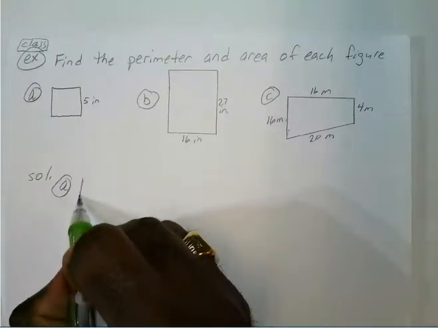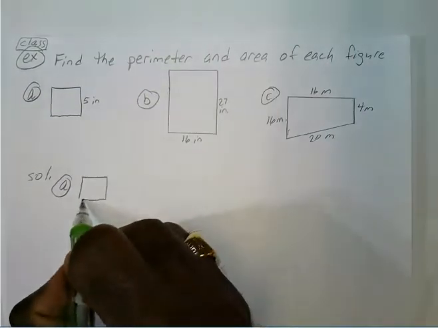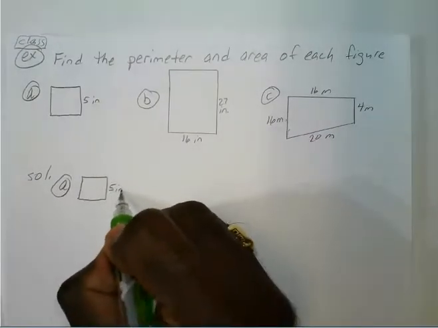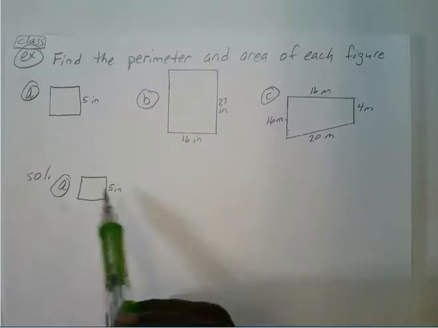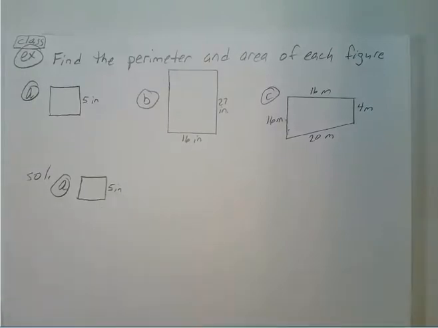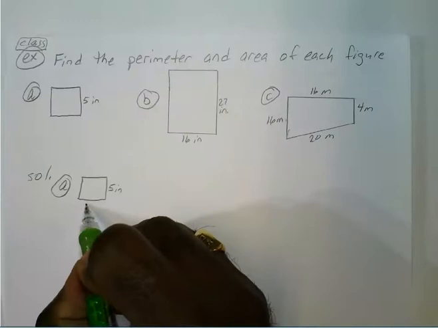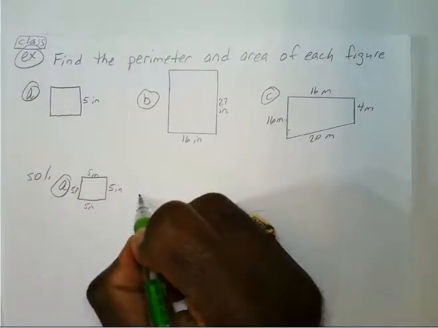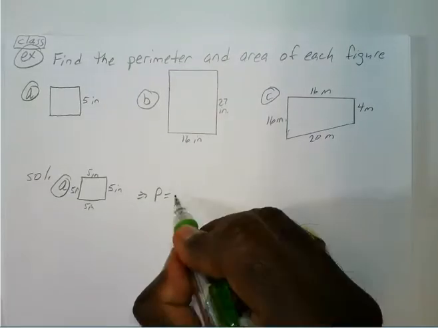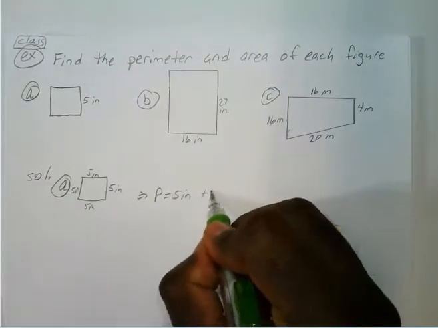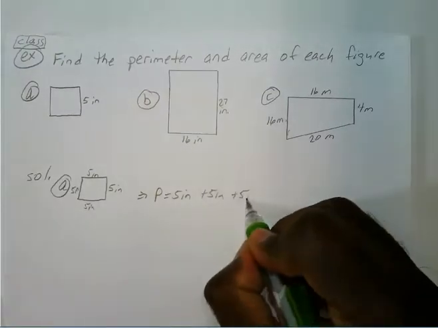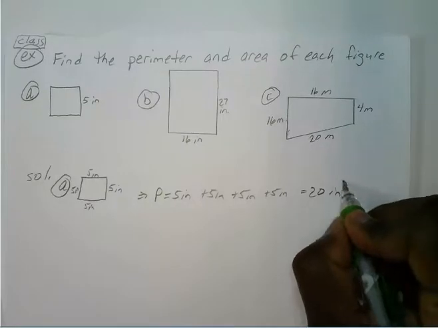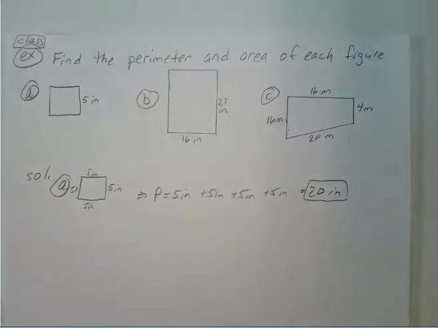So for A, I'm just going to do a quick draw of that. Since they only gave you the length of one side, we can assume that's a square, and all the lengths are the same. Okay, so all of those are 5 inches. That means your perimeter is equal to 5 inches plus 5 inches plus 5 inches plus 5 inches, which is 20 inches. Okay, so that's your perimeter.